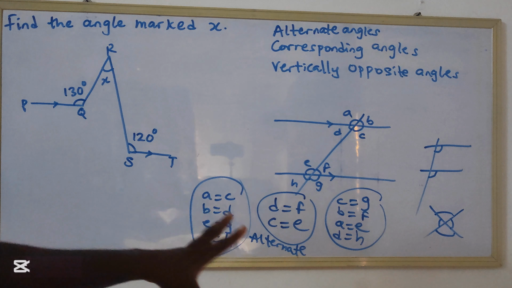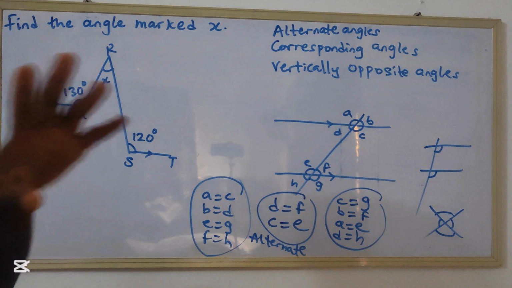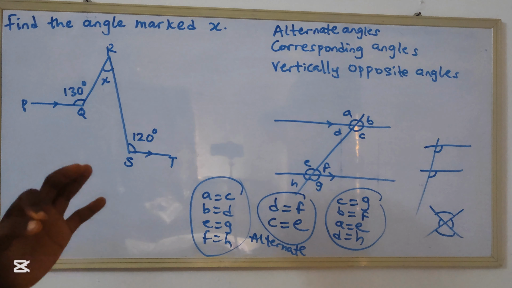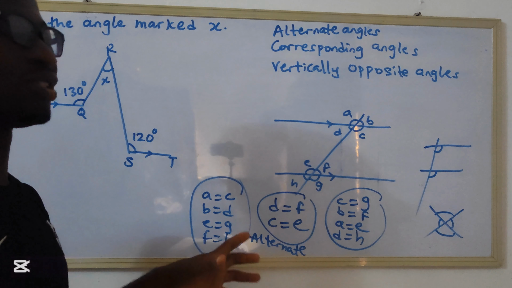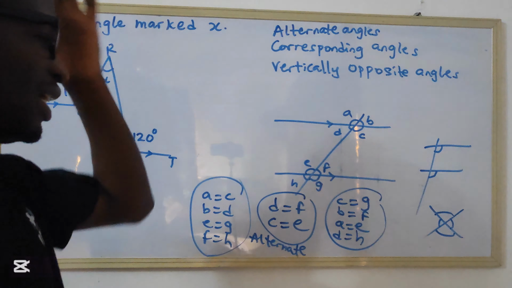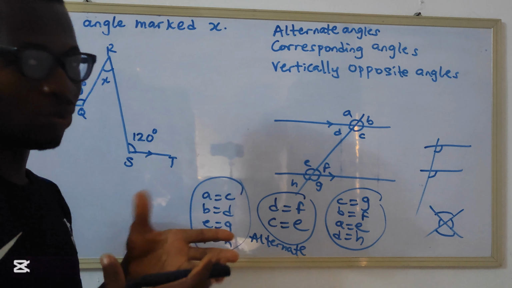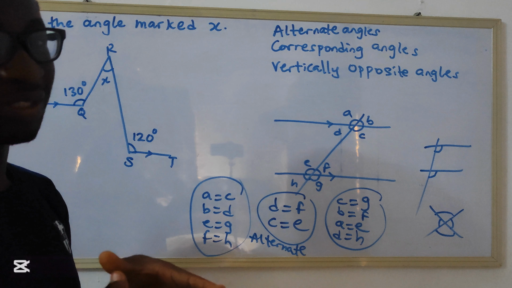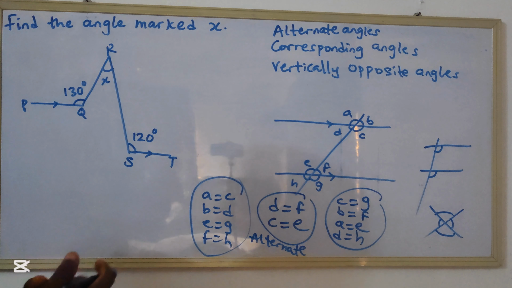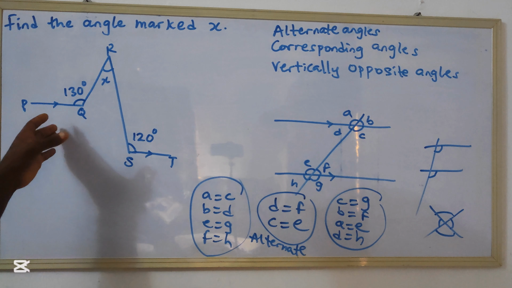So now we're bringing this concept to the question. But we also need to remember some basic things that we must have learned before. Like the sum of angles in a triangle is 180. The sum of angles on a straight line is 180. And the sum of angles at a point is 360. Now, bringing those ideas here, I can solve this question.